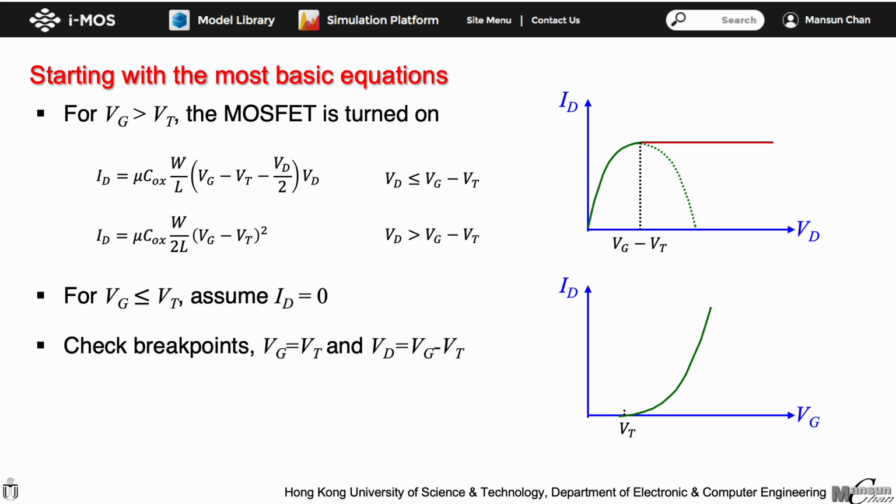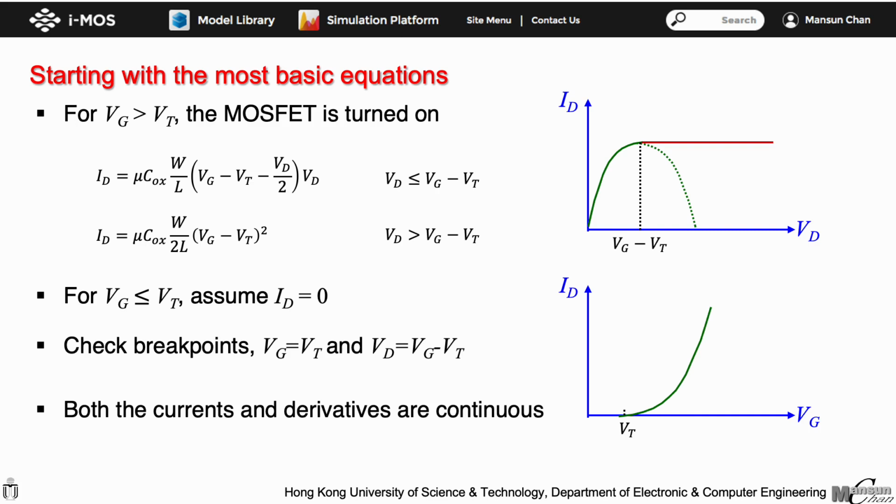After introducing the third equation, the current with respect to Vg at the particular Vd is given on the right. With these three equations, there are two breakpoints where one equation will switch to the other. They are located at Vg equal to Vt and Vd equal to Vg minus Vt. We have to check the currents and conductance at both breakpoints to make sure they are continuous. Fortunately, they are in this case. So the classical MOSFET equations form a reasonable model for circuit simulation.